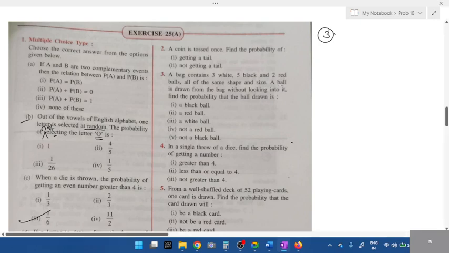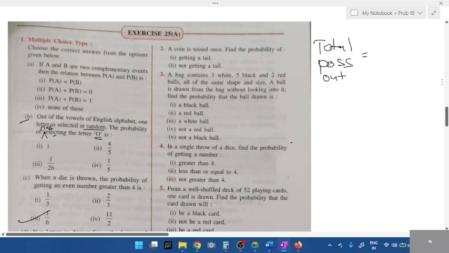A bag contains, see here the sample space is the total number of balls, students. Total how many do we have? 3 white, 5 black and 2 red. What's the total value? Total possible outcomes: 3 plus 5 plus 2. Yes, 10.